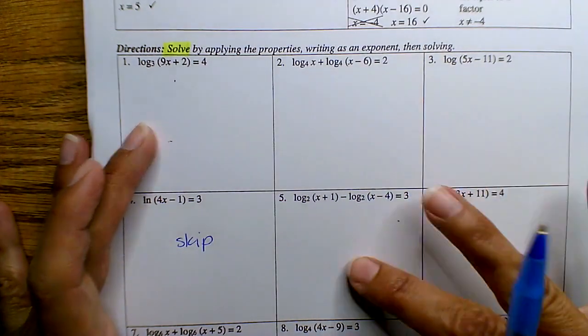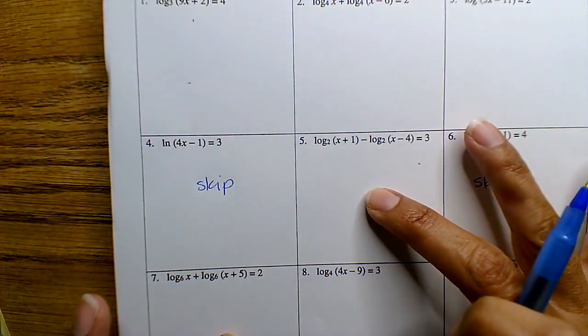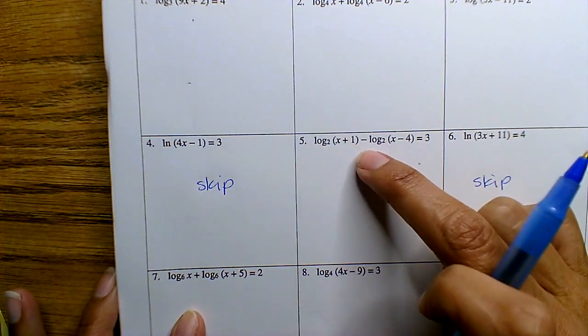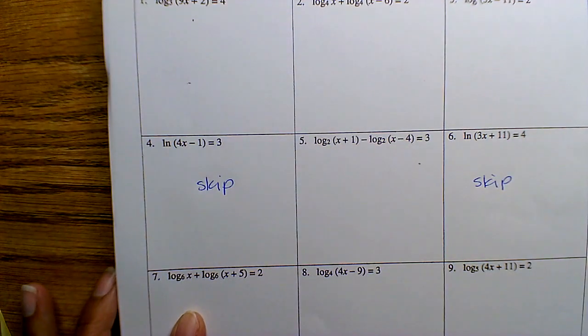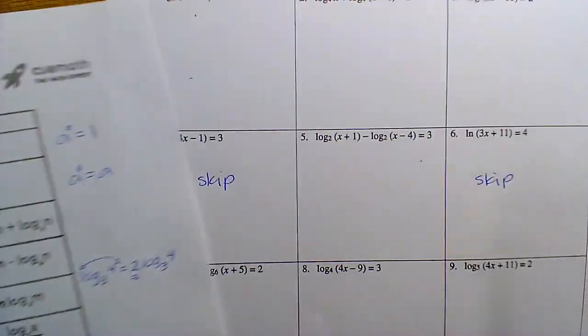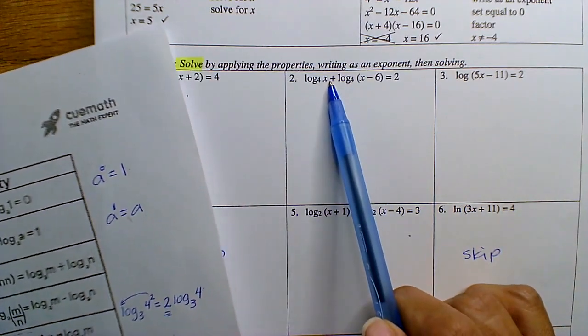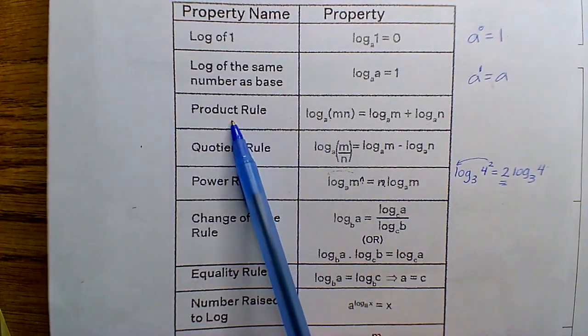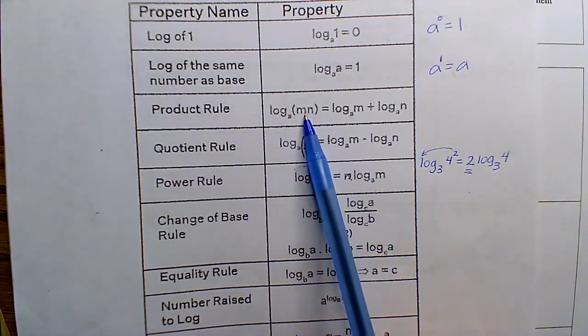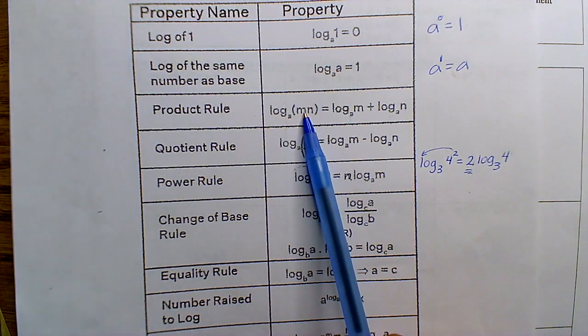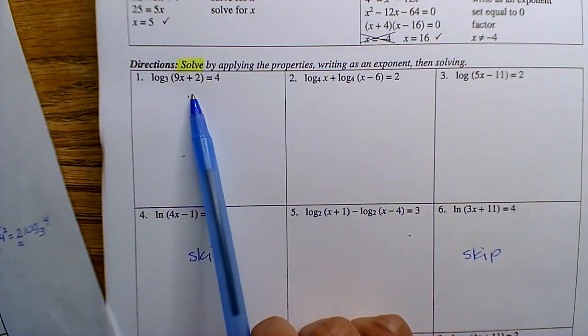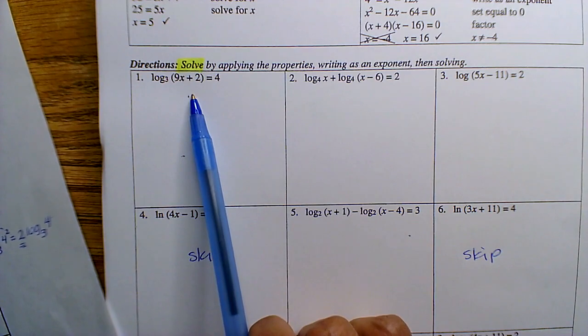Then 2, 5, and 7 are the same because see how there's multiple logs? They're going to expect you to use these properties. See how you have an addition here? They want you to use the product rule to get it first as a multiplication. And then it's going to look like number 1 and 3 and 8 and 9.